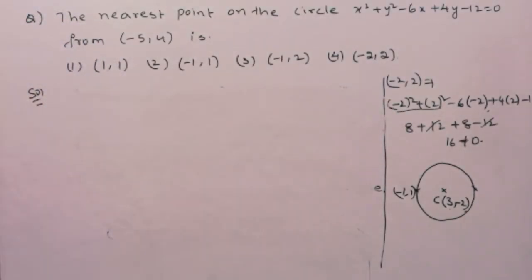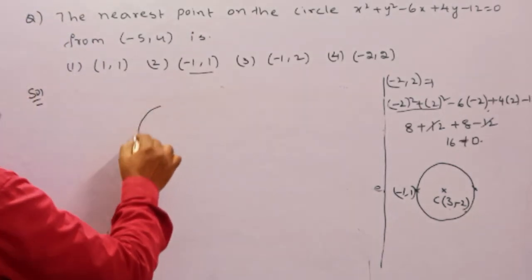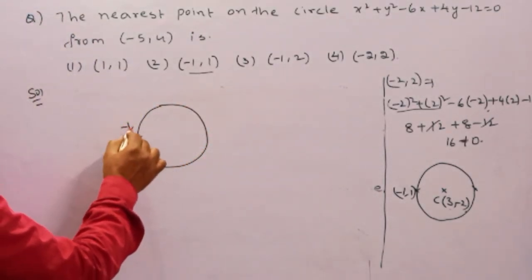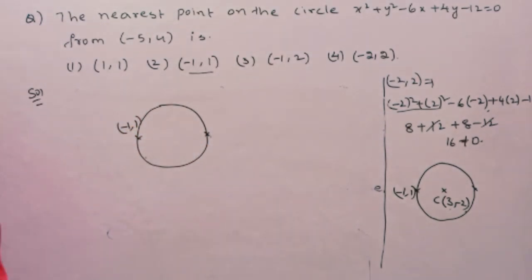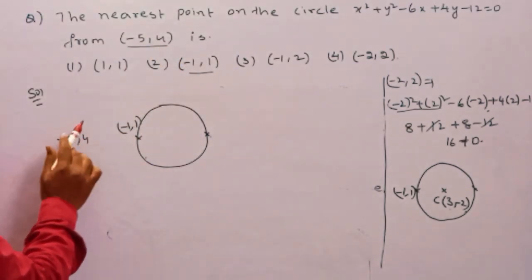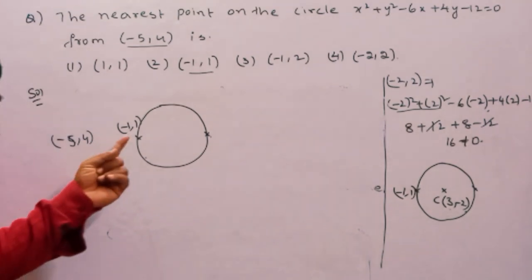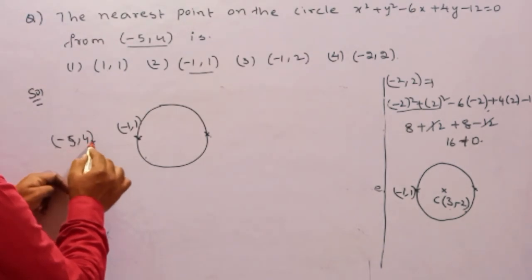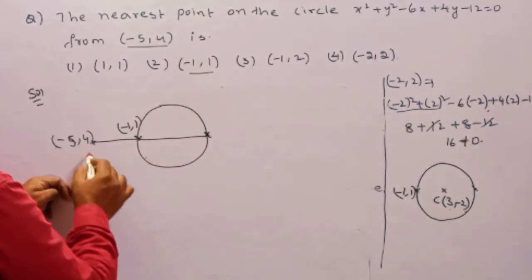So we get that (−1, 1) is on the circle. This is the circle, this is (−1, 1), and this is the other point, (−5, 4). (−5, 4) means this point is on this side only. So this is the shortest distance, and for this one this is the longest distance.